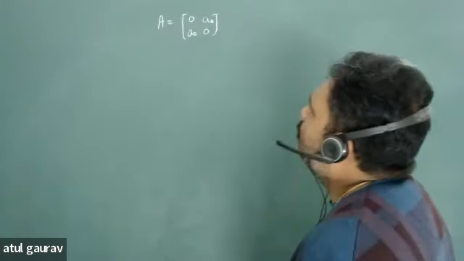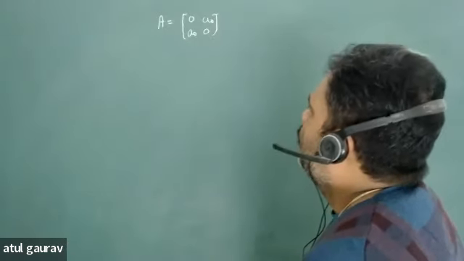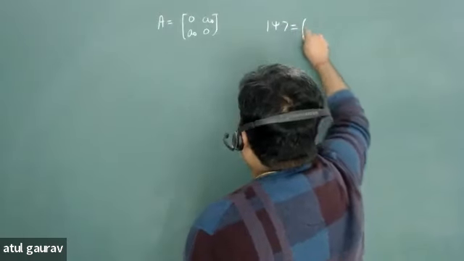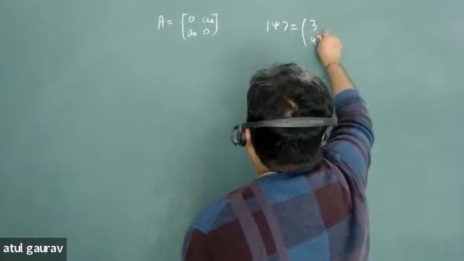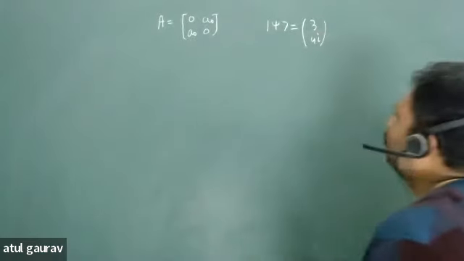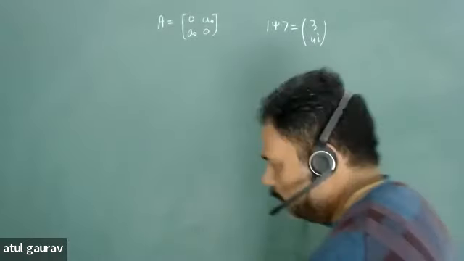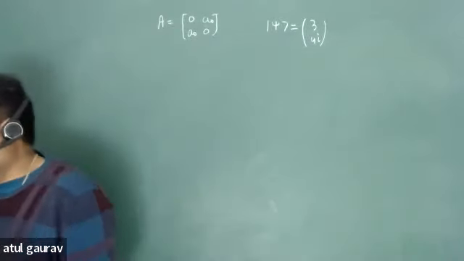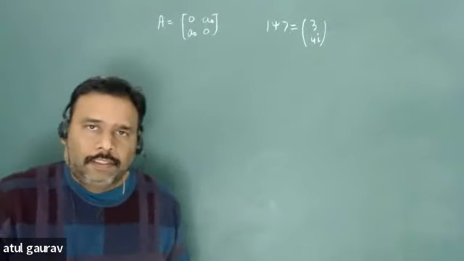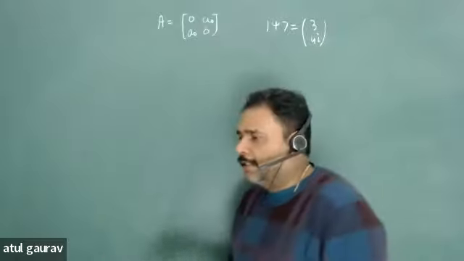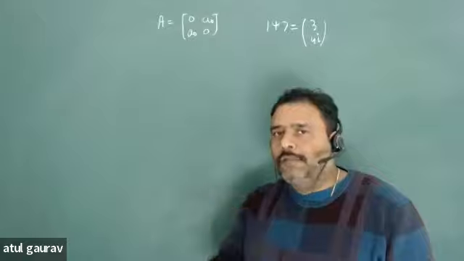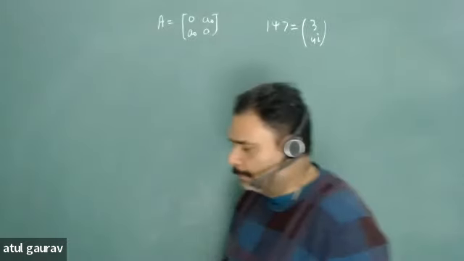Operator A is given by 0 a naught, a naught 0, and if it is going to be measured on state psi, and this state is 3 and 4i. So if A is measured on state psi, what will the measurement be, and with what probability? Just do it और अपना आंसर दोगे. फटाफट करो तो.